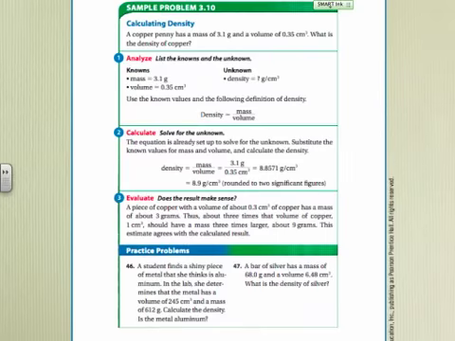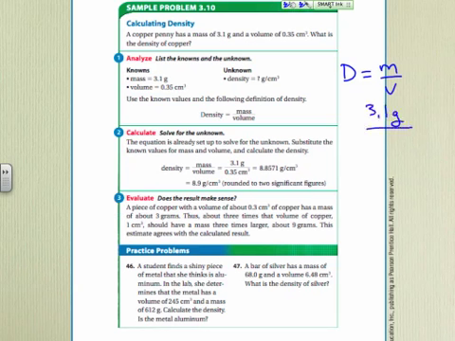Let's take a look at a sample here. It says a copper penny has a mass of 3.1 grams and a volume of 0.35 cubic centimeters. What is the density? Well, simply put your numbers into the formula. We've got the density formula. Density equals mass over volume. Put your numbers in. So we've got 3.1 grams, 0.35 cubic centimeters.